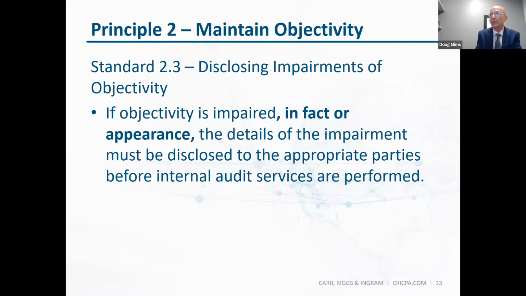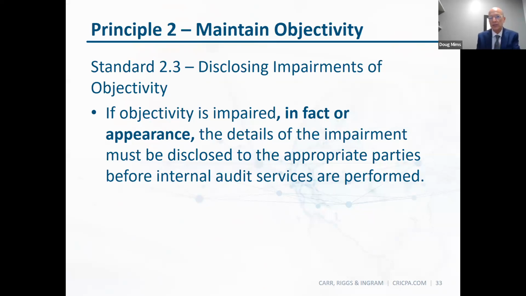Standard 2.3, disclosing impairments of objectivity. If in fact you're aware that you have an issue, your objectivity is impaired, you should disclose it in advance or at the point you're aware of it with all relevant parties.